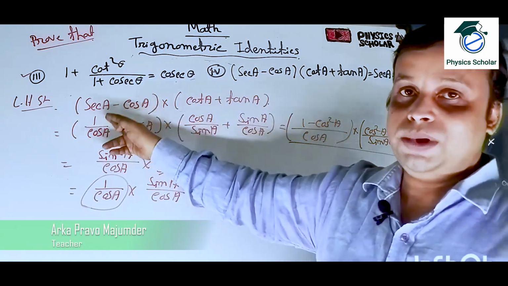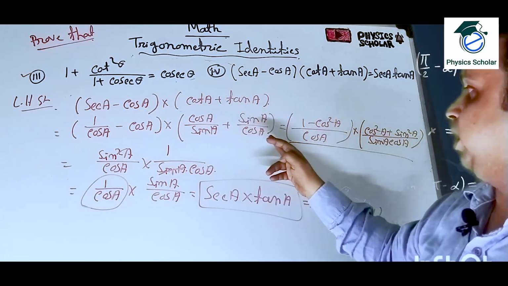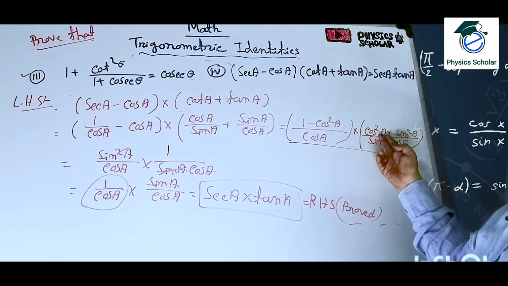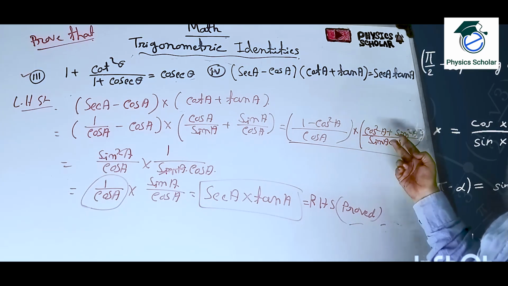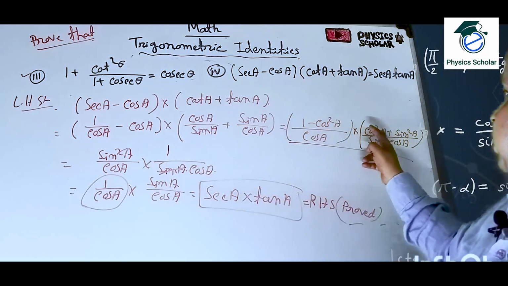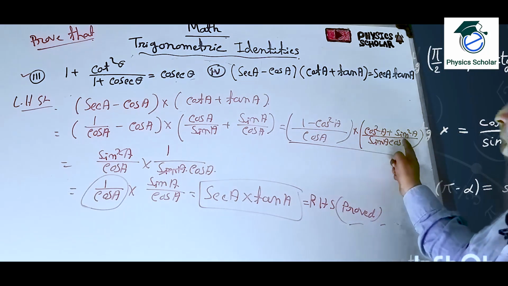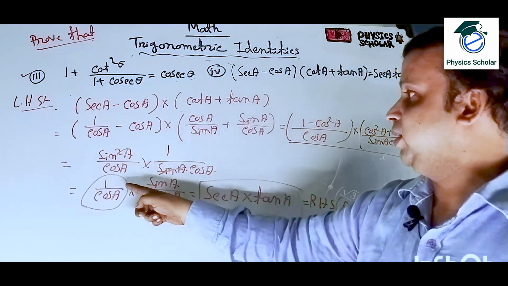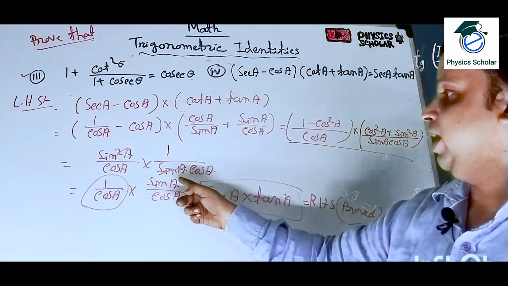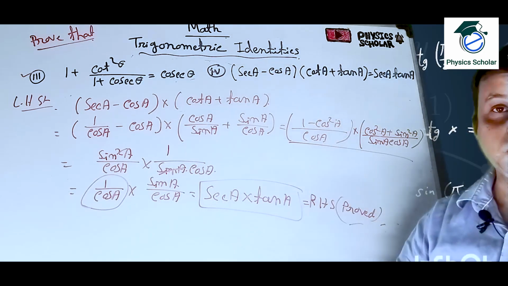So sec A means 1 by cos A minus cos A into cos A by sin A plus sin A by cos A. Now we are doing the LCM, 1 minus cos square A by cos A into sin square A plus cos square A by sin A cos A. So it is what? Sin square A by cos A into what? This is 1, sin square A plus cos square A means 1 divided by this, okay. So this will be cancelled, so 1 by cos A into what? Sin A by cos A. So 1 by cos A means what? Sec A, and sin A by cos A means tan A. So sec A into tan A is equal to right hand side, proved, clear.